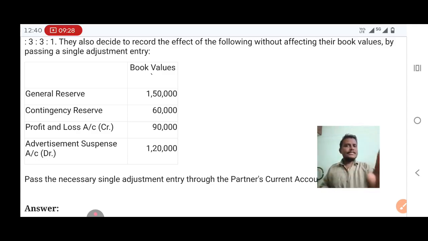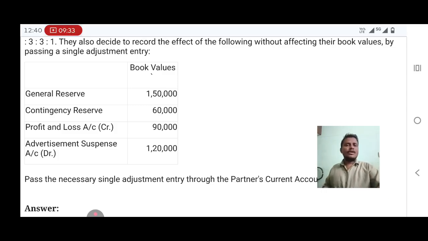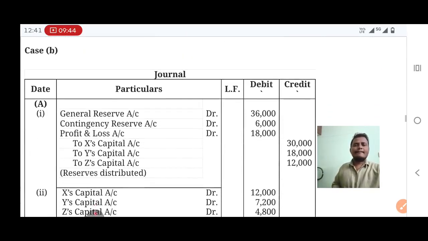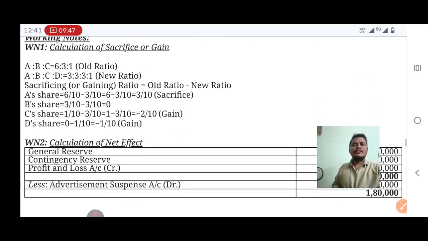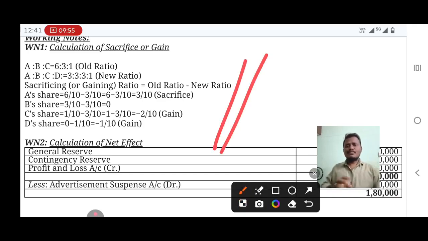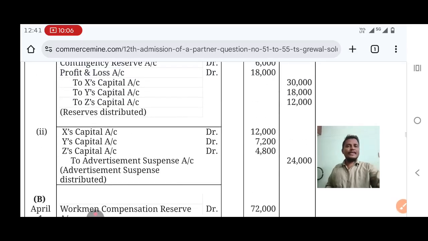That is step 1. Step 2, I will have to do old ratio minus new ratio. The old ratio is 6:3:1. So 6/10 minus 3/10, which will be 3/10. I'll show you here. 6/10 minus 3/10, 3/10. So here if you see this, you will know the sacrificing and gaining ratio. We can easily find it out, and you also know how to find that out. So in that ratio you split that 1,80,000.